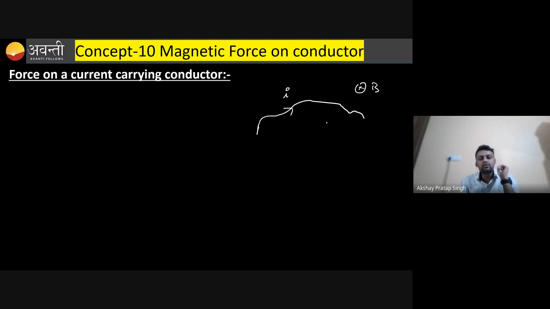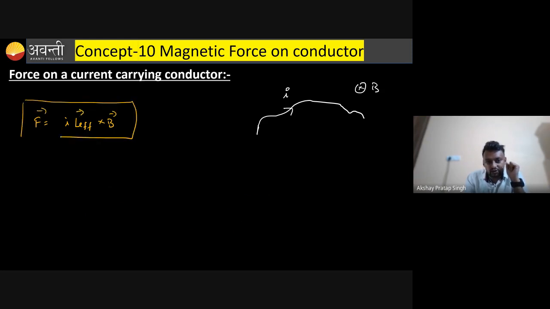Now, what should we do? From this point, I will explain one very interesting point: the magnetic force is nothing but I L effective cross B. Let me explain what L effective is. After that, you can ask any question. L effective is the line joining the initial point of the wire to the last point of the wire. So this length is going to be L effective.